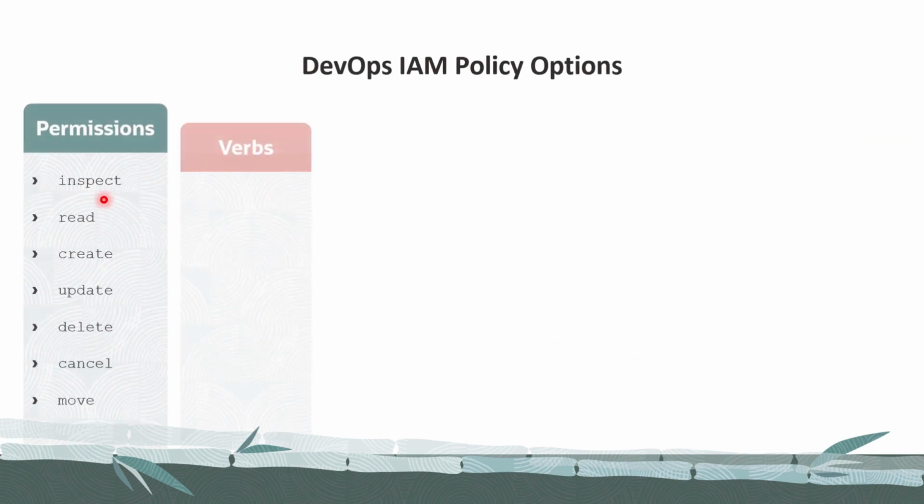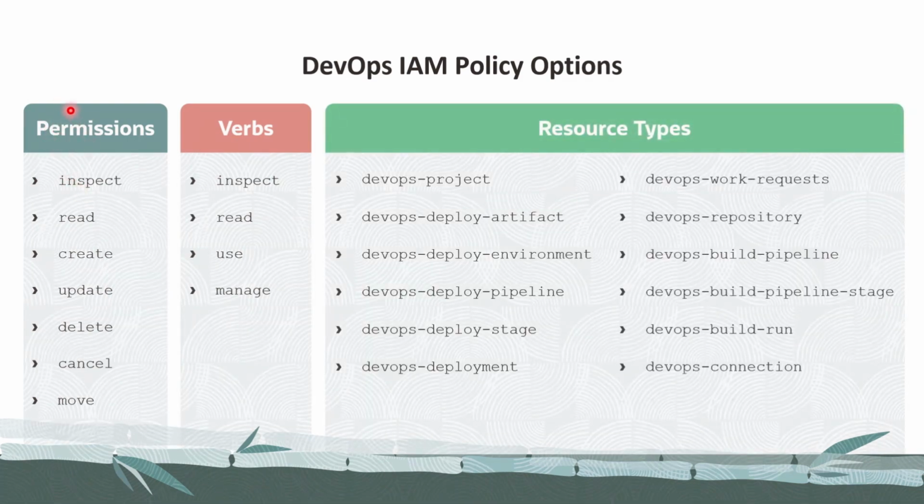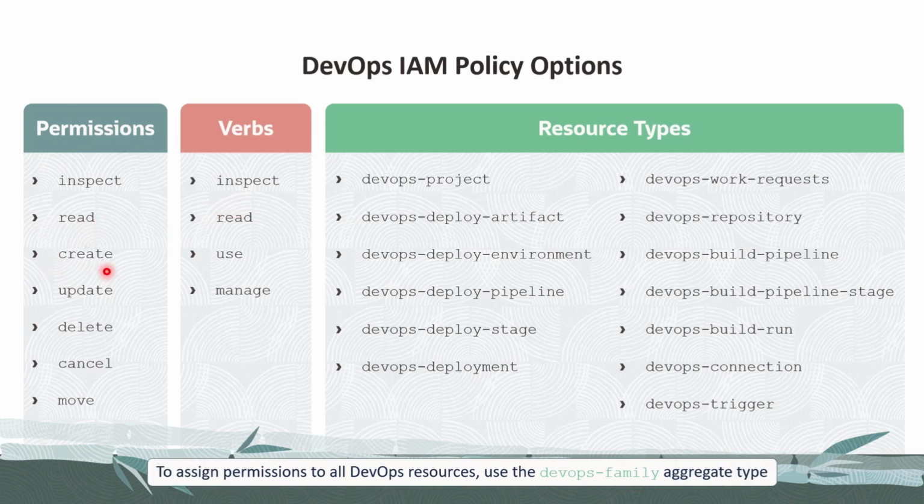These are the policy options for all the DevOps resources. The permissions listed here like inspect, read, create, update, delete, cancel, move are the atomic units of authorization which are pretty much self-explanatory. They control a user's ability to perform operations on resources. The purpose of verbs is to simplify the process of granting multiple related permissions that cover a broad set of access or a particular operational scenario.